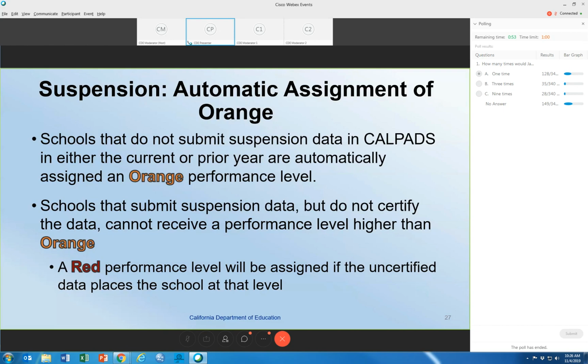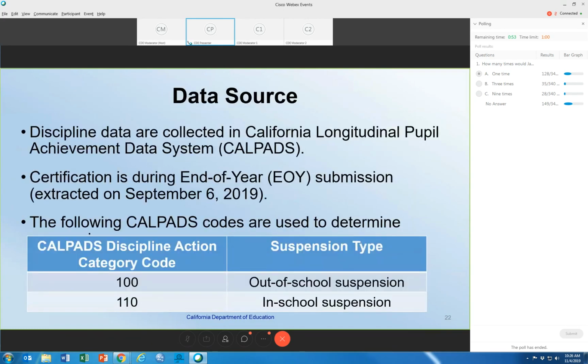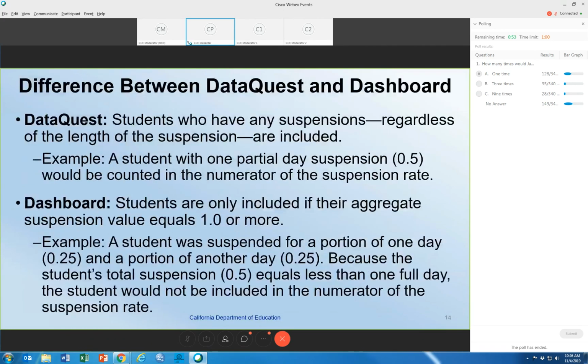Someone is asking, can you see the DataQuest versus dashboard slide again, please? There we go. So reflecting on DataQuest again, DataQuest will count all students who have any suspension. They'll be counting the number of students who were suspended, but they are not going to be looking at the aggregate amount of time that the student was suspended for.